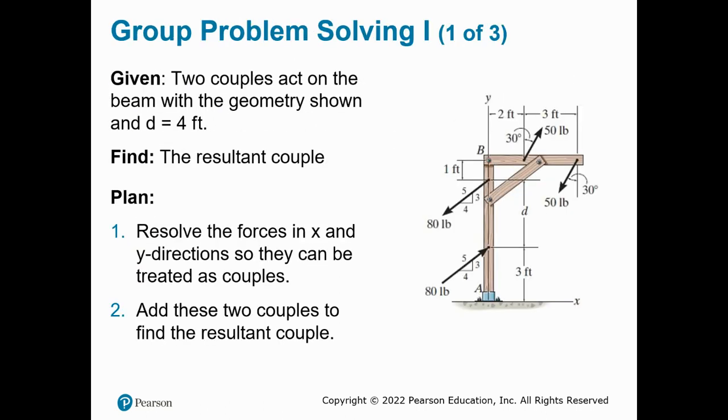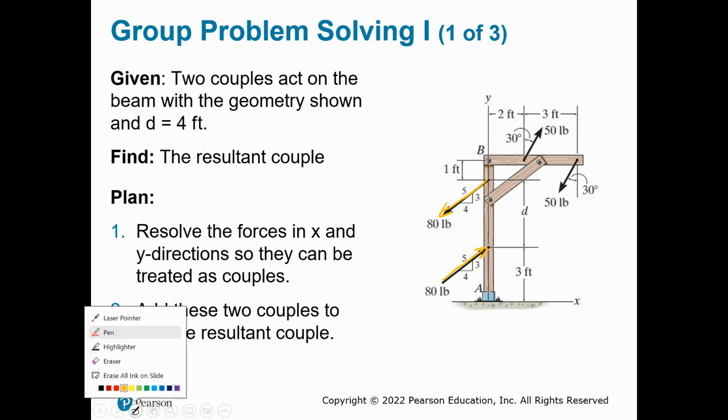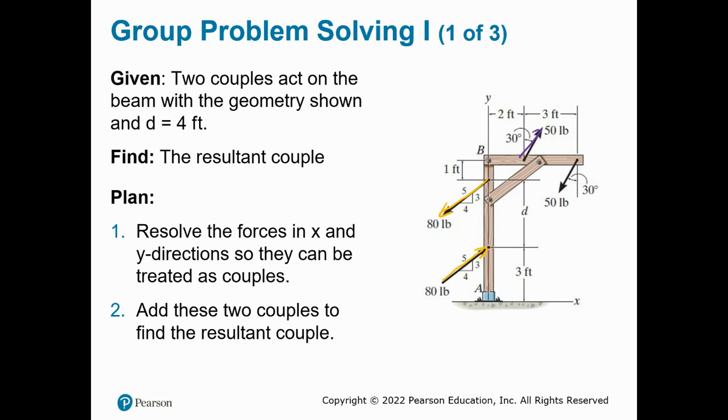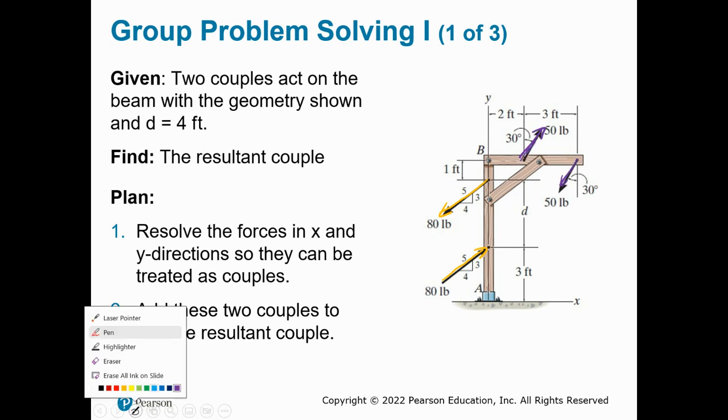Next one, we're looking at this group problem. They have couples. Let me color code them. The 80-pound and this 80-pound, yes, they are a couple, because they are parallel. And also I have this 50-pound and this 50-pound, they are a couple. They're parallel. Now, they are not horizontal or perpendicular.